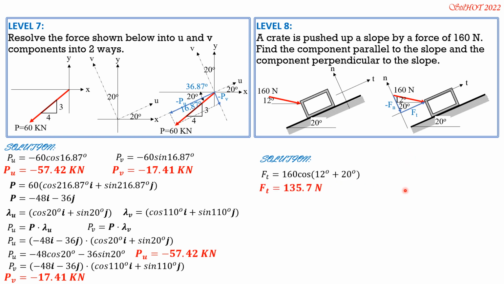So F sub t is positive 135.7 newtons. While Fn is negative, opposite to 12 and 20. So it is negative 160 sine of quantity 12 degrees plus 20. So Fn is equal to negative 84.79 newtons.